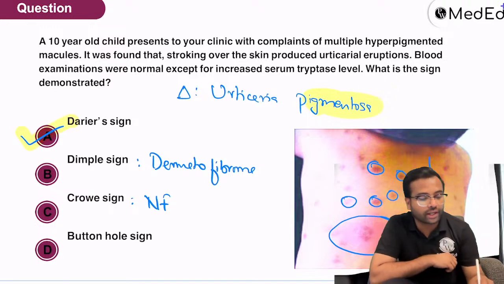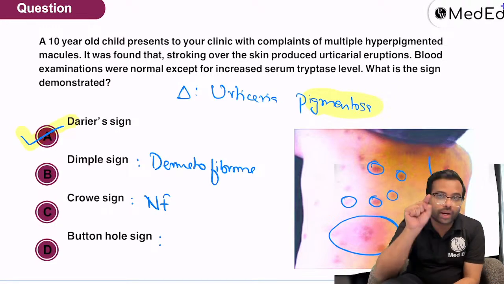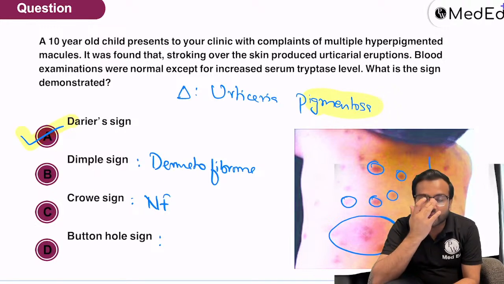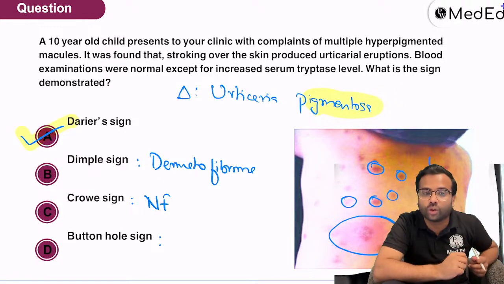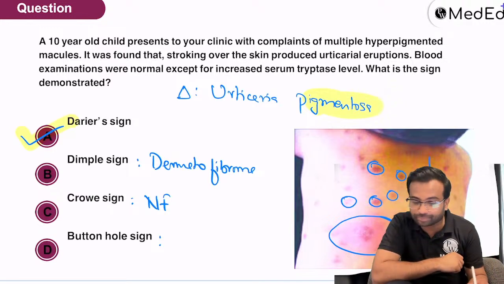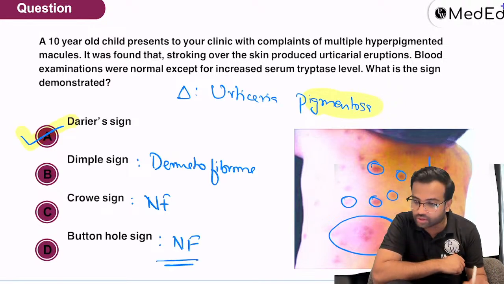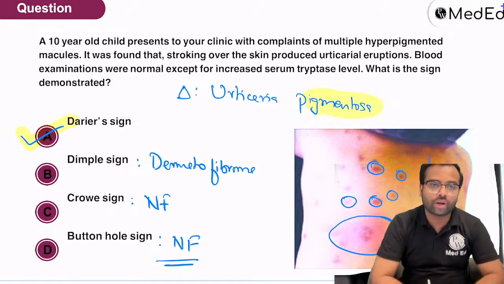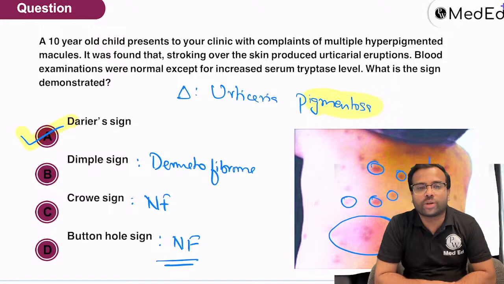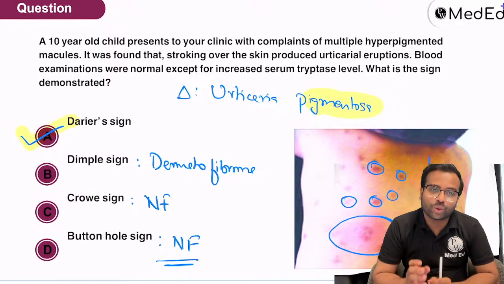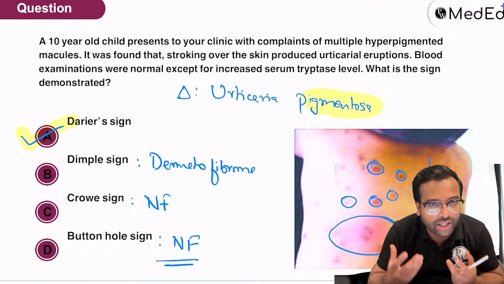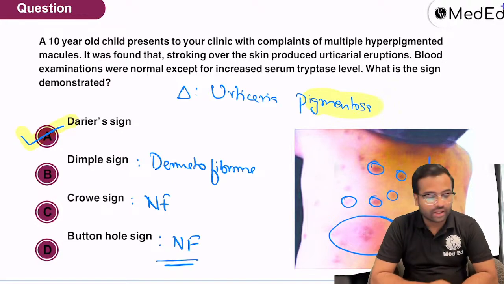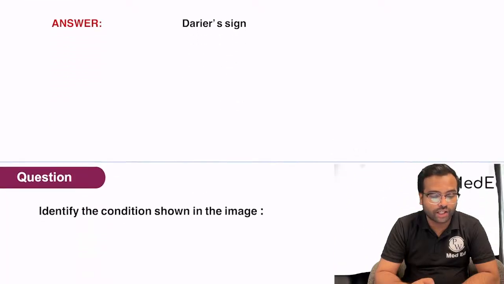And finally, where do you find a buttonhole sign? When you press on the skin lesion, the lesion goes beneath the skin, just like how you insert a button into a buttonhole. So this is also seen in neurofibromatosis. Dr. Deepaki, Urticaria pigmentosa is not a misnomer. In dermatology, we have so many misnomers, but here you can trust the name, because urticaria is produced and there is a residual hyperpigmentation as well. So that is not a misnomer here. That is all about this MCQ. Let's go to the next one now.